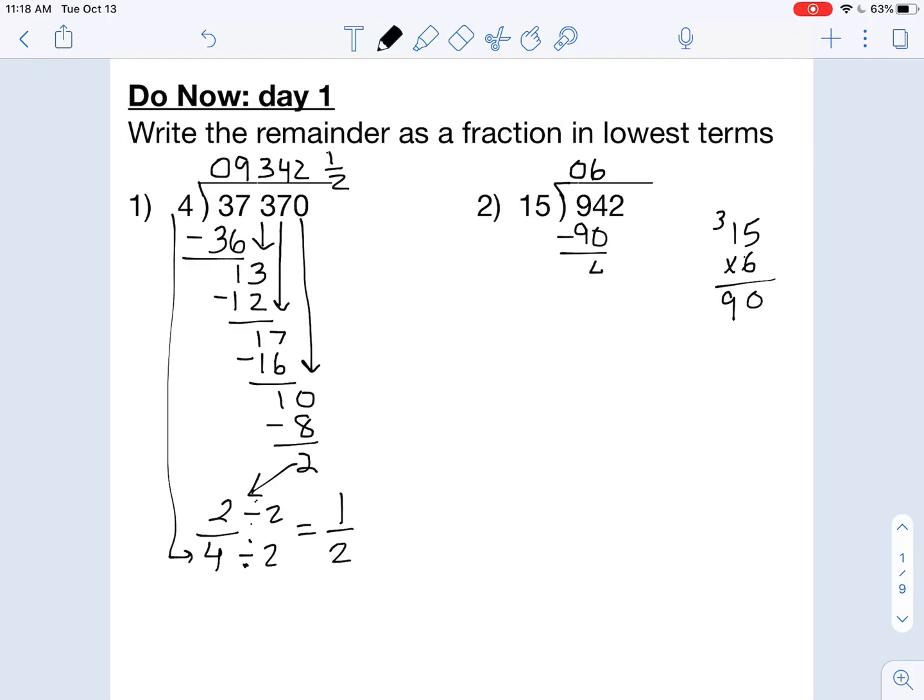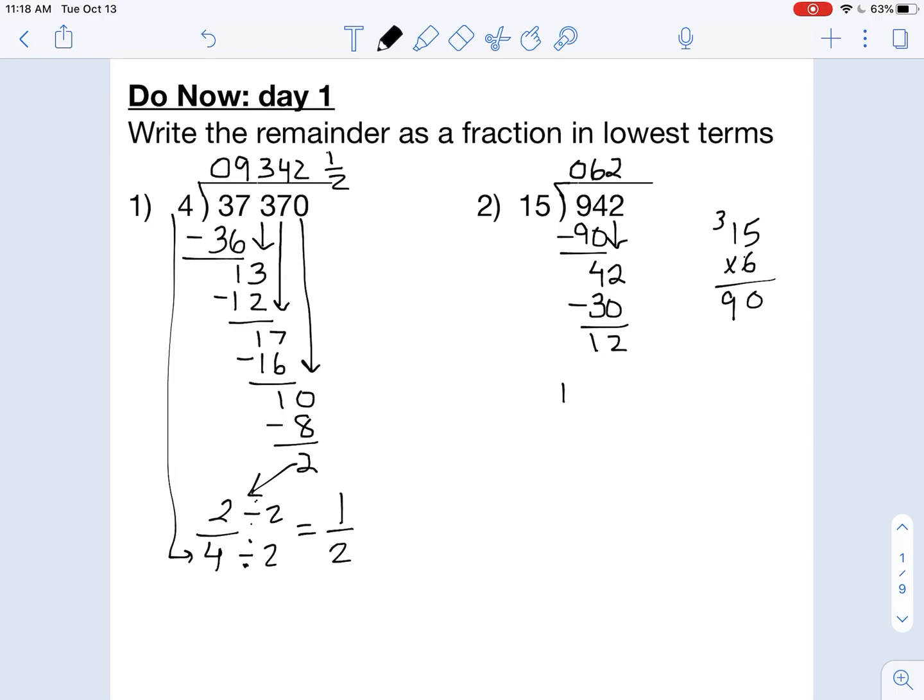We have a difference of 4 when we subtract 94 and 90. Then we're going to bring the 2 down. 15 goes into 42 twice. 2 times 15 is 30. And when we subtract, we have a difference of 12.